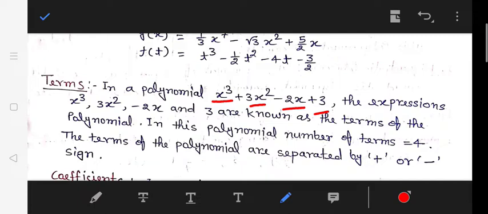Now you can say that the terms are separated by a positive or negative sign, that is plus or minus. So you can count the number of terms that are separated by plus or minus. So these are the terms.